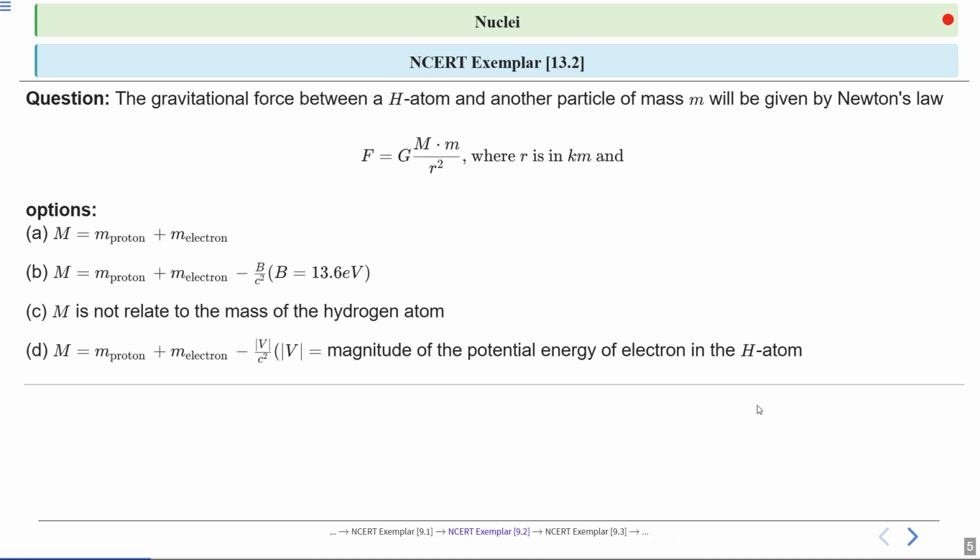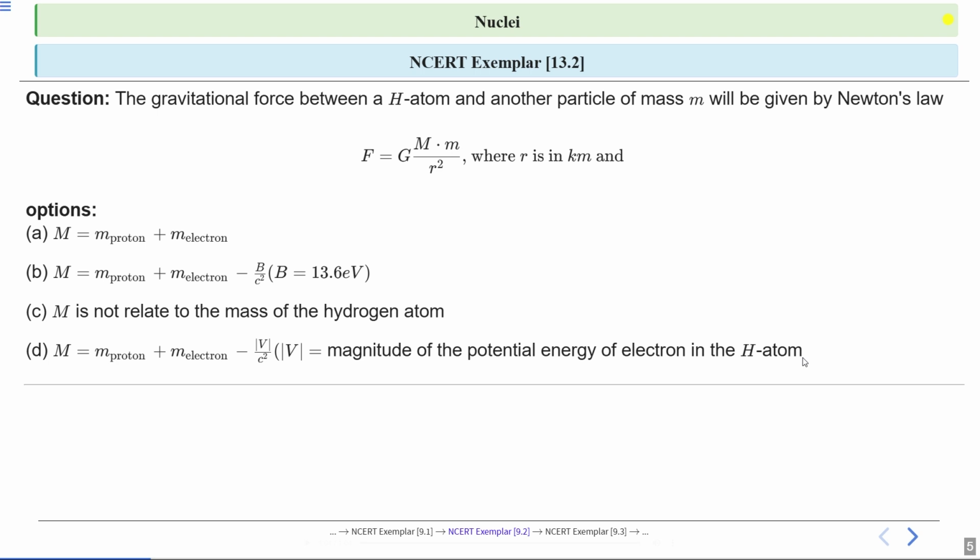First option, capital M equal to m proton plus m electron. This option assumes that the mass of the hydrogen atom is simply the sum of the masses of its proton and electron. B option is capital M equal to m proton plus m electron minus B upon C square, where B equal to 13.6 electron volt. This option accounts for the binding energy B of the electron in the hydrogen atom. The term B upon C square represents the relativistic mass reduction due to binding energy.